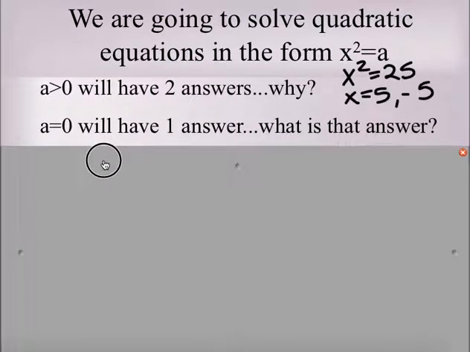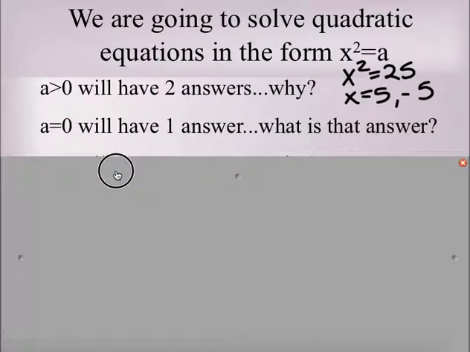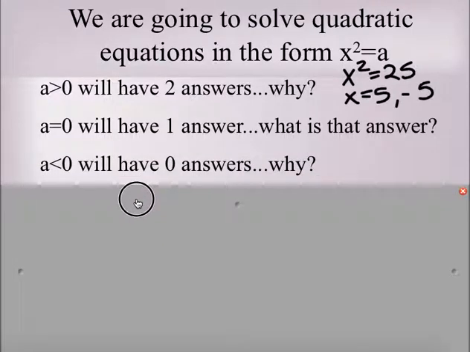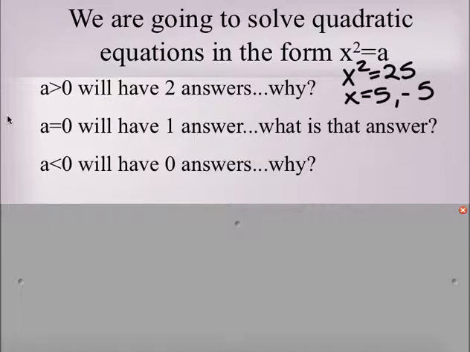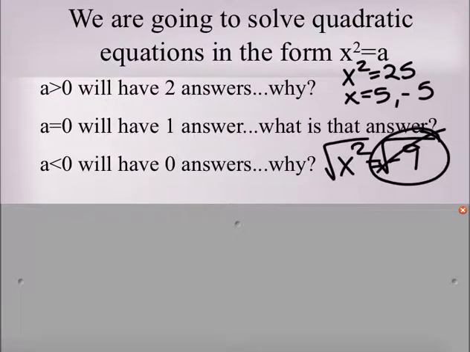Now, what if that a equals 0? Well, if a equals 0, then I have x squared equals 0, and only 0 times 0 would equal 0. So I just have 0 as my answer. And if it's less than 0, we will have no answers. Well, that's because if I have x squared is equal to negative 9, and I try to square root each side, this is not possible in real numbers. We can't take the square root of a negative 9. So we say we have no real solution.